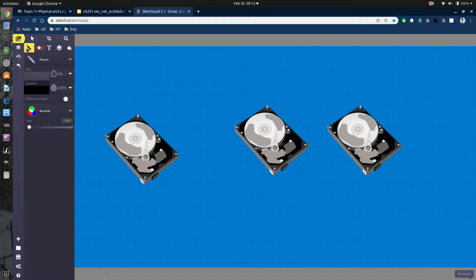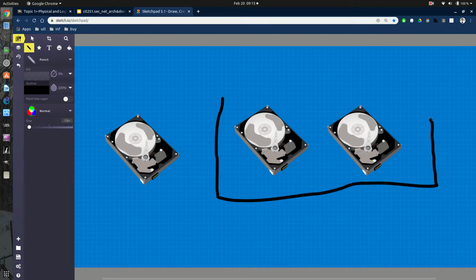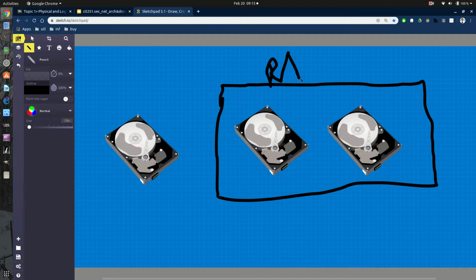So RAID 0, right, what we're going to do is we're going to have 2 physical disks, okay? And what RAID does is it turns them into one logical disk, all right? We'll talk about the different configurations. By the way, RAID stands for redundant array of independent disks. We'll start with RAID 0.